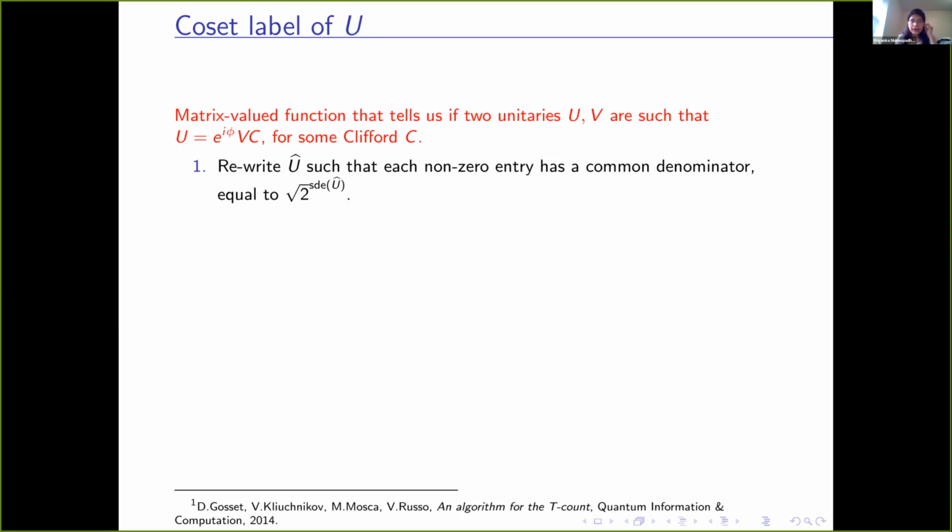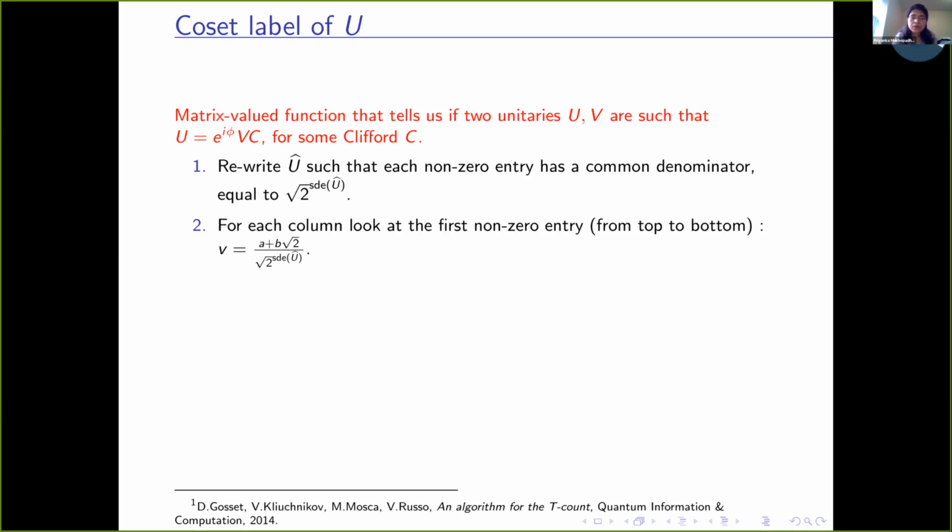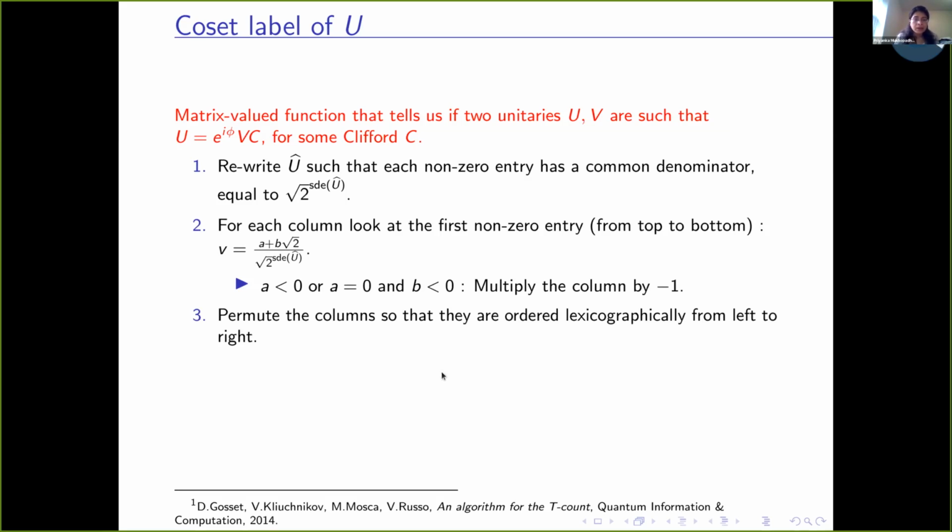Okay, and how is it calculated? First, we rewrite the channel representation such that each non-zero entry has a common denominator, which is equal to √2 to the power of the ST of the channel representation of this unitary. Then for each column, we look at the first non-zero entry such that the denominator is equal to that quantity. Now the numerator is a plus b√2. If a is less than 0, or a is equal to 0 and b is less than 0, we multiply the column by -1. Then we permute the columns so that they are ordered lexicographically from left to right.